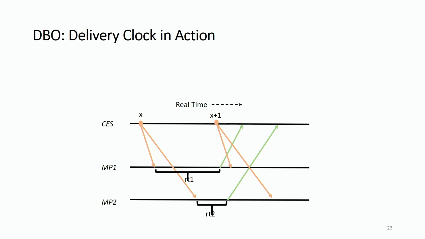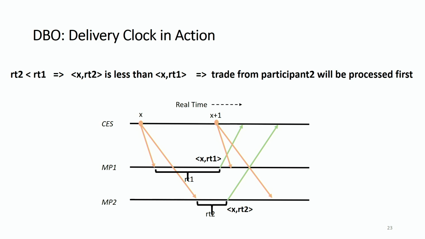I will now show you how delivery clocks can help correct for latency differences in delivery of market data. So consider this simple speed race triggered by data point X. In this example, the delivery clock of participant 1 will read the following at the time of trade generation. Similarly, the delivery clock of participant 2 will read the following. Now, since the response time of the trade from participant 2 is lower, the delivery clock of participant 2 will be lower than the delivery clock of participant 1, and the trade from participant 2 will be correctly ordered ahead. This way, the delivery clock is able to correct for latency differences and order trades fairly.